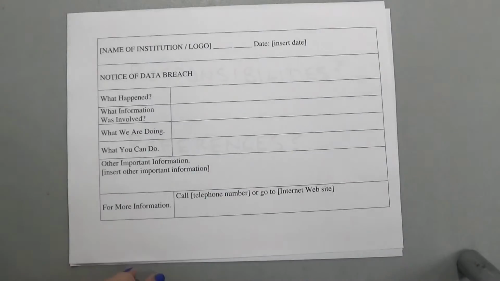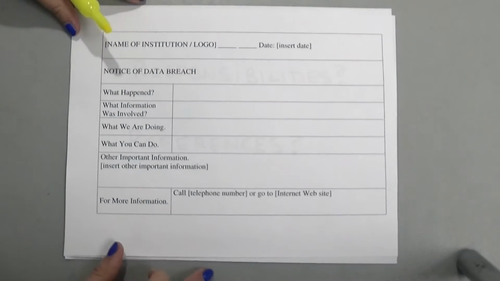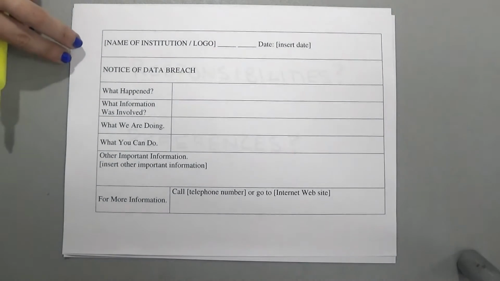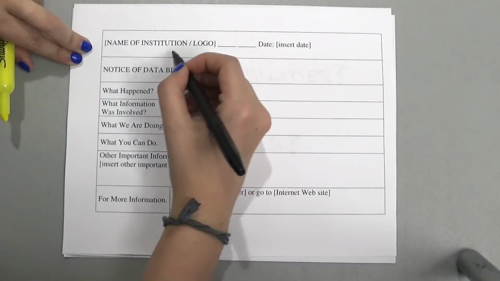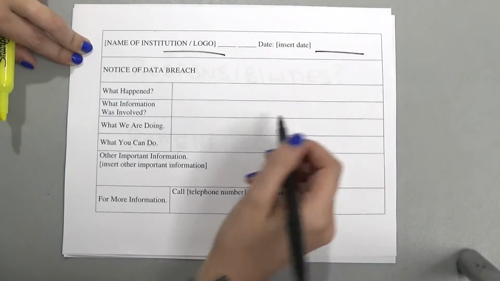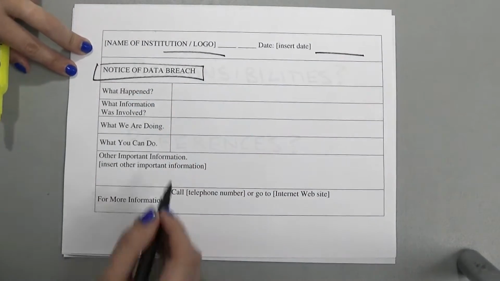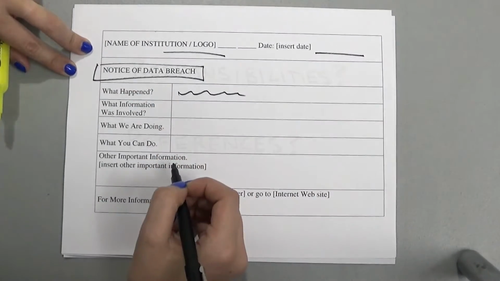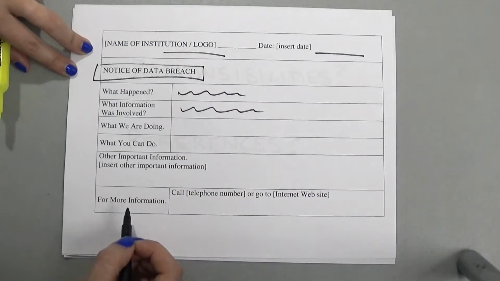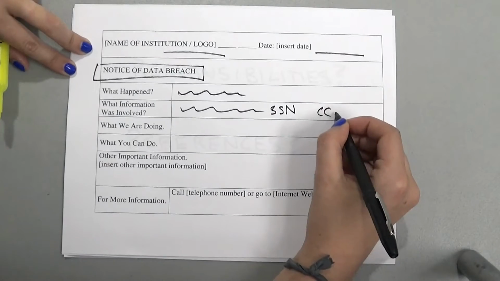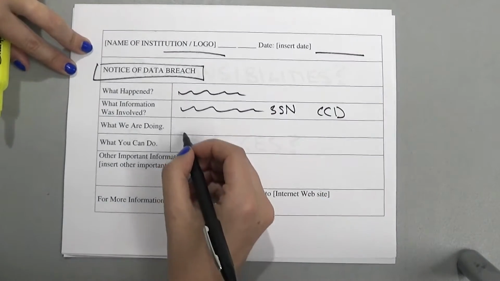California even provides this handy dandy worksheet just in case a company doesn't know exactly what they need to do after that laundry list. So if you're a company, you have to put your name, you have to put the date, you have to say that it is specifically a notification of data breach. They have to talk about what happened. They have to talk about what information was stolen. Maybe it's social security numbers. Maybe it's credit card data. And then they have to talk about what they're doing.